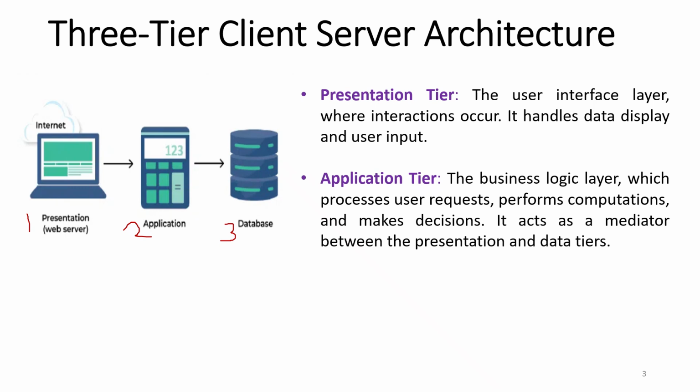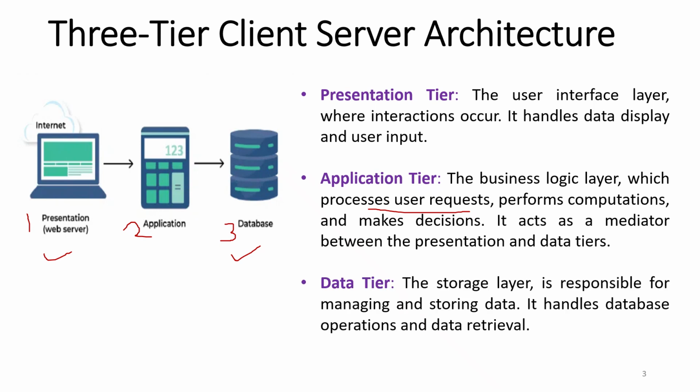What do you mean by the application layer? It involves the business logic layer, which we have covered in the MVC architecture. It also processes the user request, performs the computation, and makes decisions. So the application tier acts as a mediator between the presentation tier and the data tier. The data tier is nothing but the database layer.